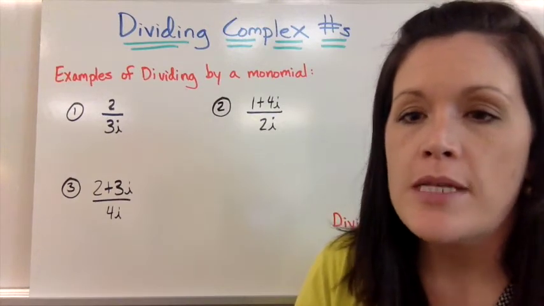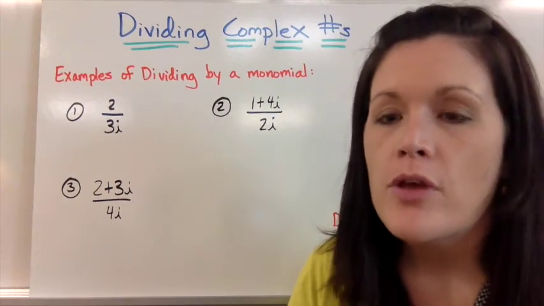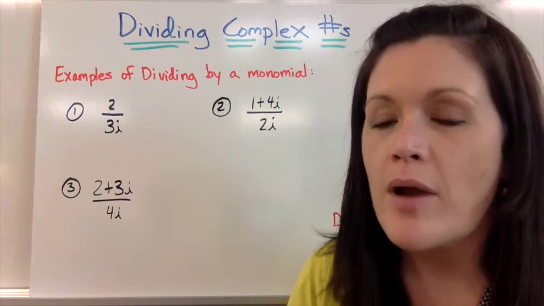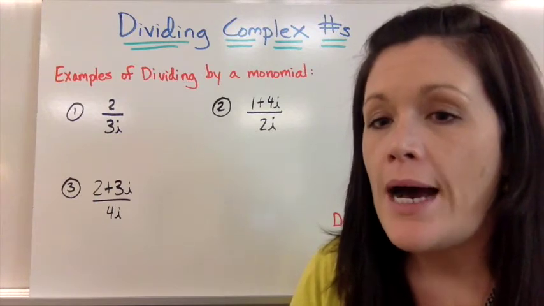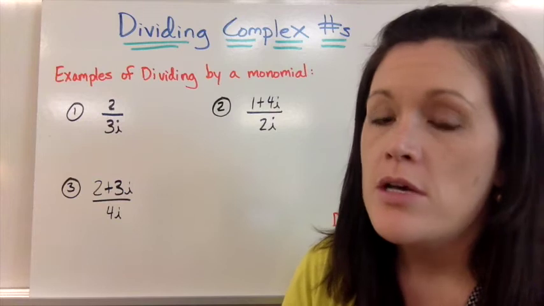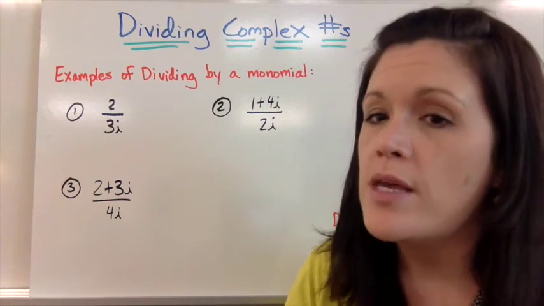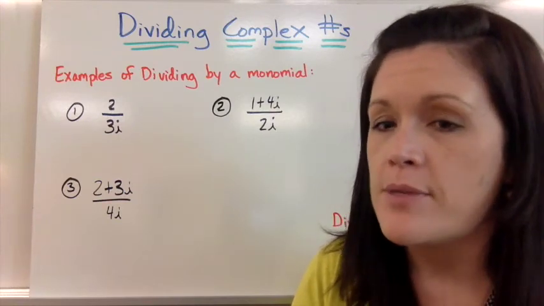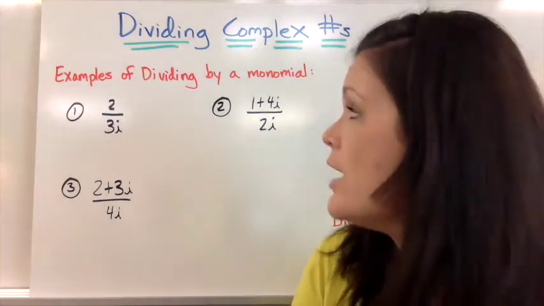Let's talk for just a few minutes about dividing complex numbers. When we're dividing in math, it's not proper to leave a radical, i, or a negative in our denominator. So let's look at a few examples of what if we end up having to divide by something with i or a complex number at the bottom.